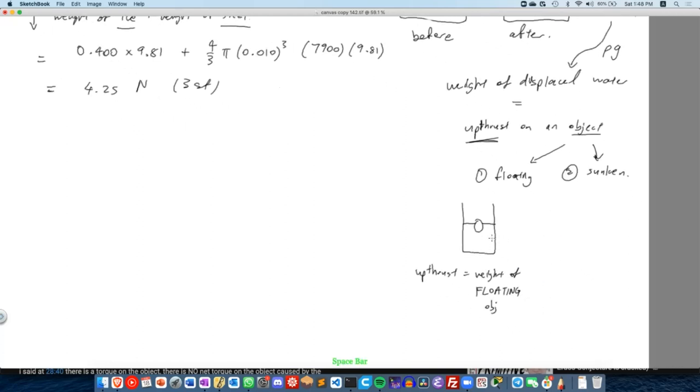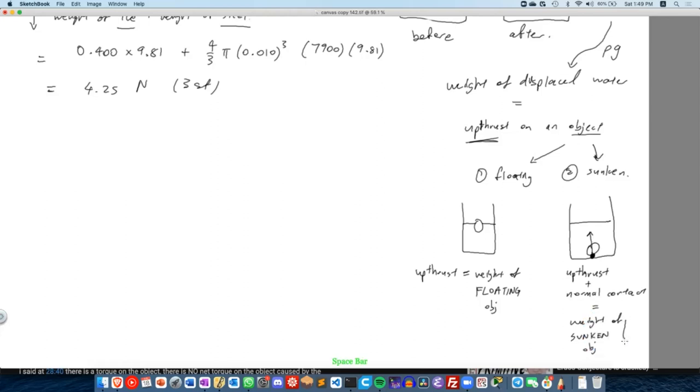But yeah, because it's in static equilibrium. But if it's sunken, then the up thrust is not equal to the weight. If the object is sunken like that, then the up thrust plus the normal contact force between the object and the base of the beaker, right? There'll be a normal contact force over here. Then that is equal to the weight of the sunken object.